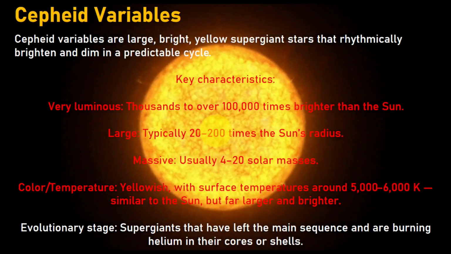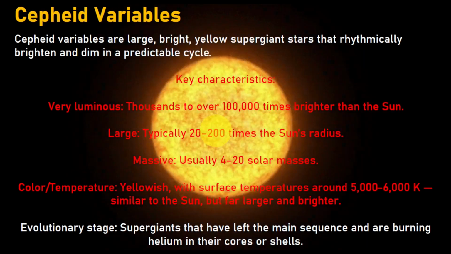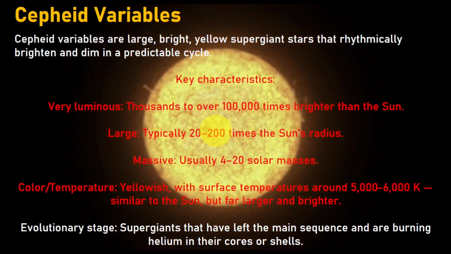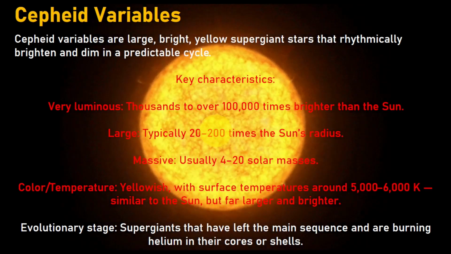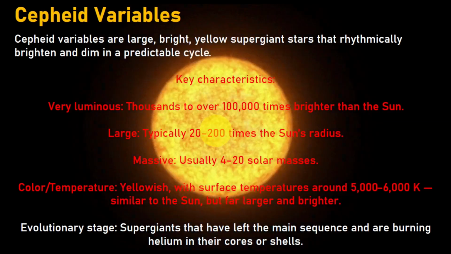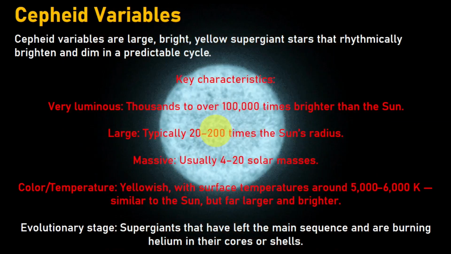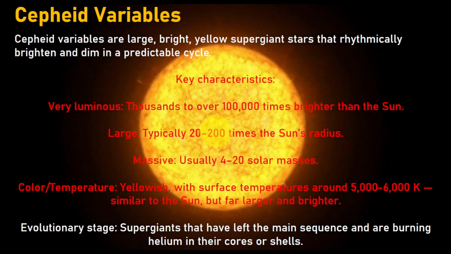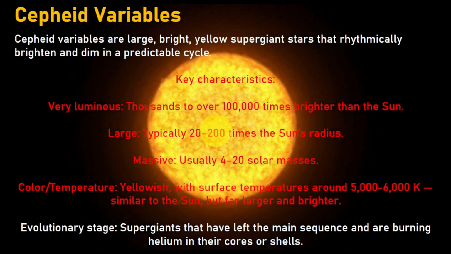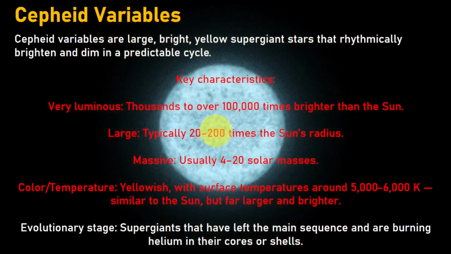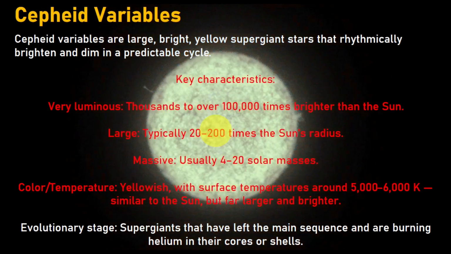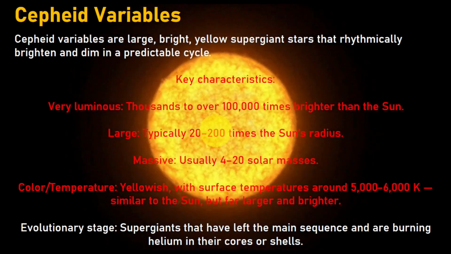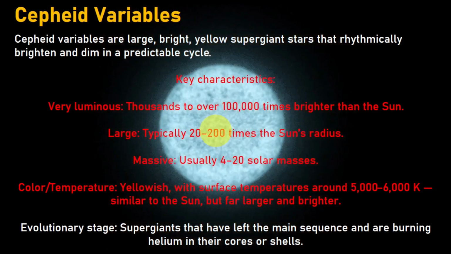So the Cepheid variable stars are very large stars. They are pretty large, and they are very bright, and they are yellowish in color. So these are supergiant stars, very big, massive stars that rhythmically brighten and dim in a predictable cycle. Some of the key characteristics of these Cepheid variables is that they are about 10,000 to 100,000 times brighter than the sun. So you can imagine that.